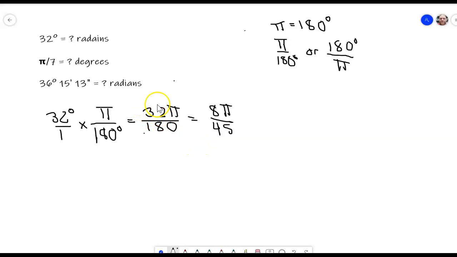That tells us that I can divide both the top and the bottom by 4, and that would be the largest positive integer that I can divide the top and the bottom by. So that would be my answer. So 32 degrees is equivalent to 8 pi over 45 radians. Just put radians here, and this would be in terms of radians. So if they told you to leave the answer in terms of pi, this is what it would be.